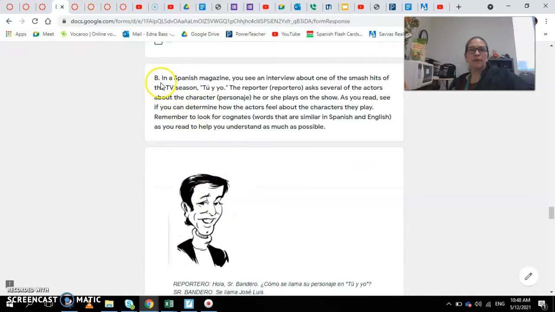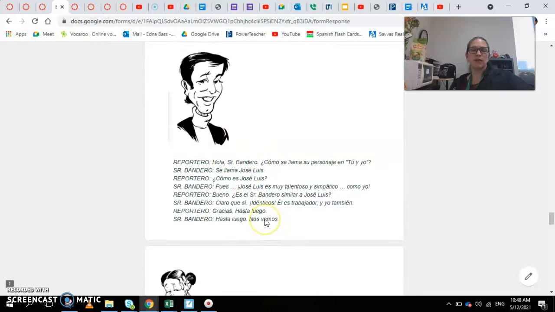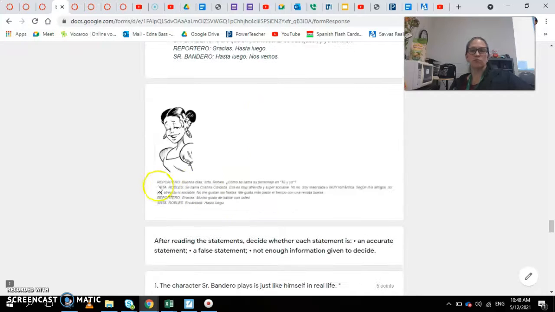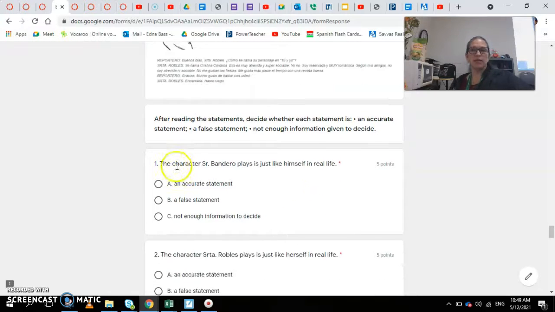In this part B of communication and culture, you have the reading part. So for this reading part, you're going to read 2 interviews that they made to actors from some movie or soap opera. You read the interviews, and after reading, you're going to decide if the statements that I'm giving you are either an accurate statement, a false statement, or there's not enough information given to decide.